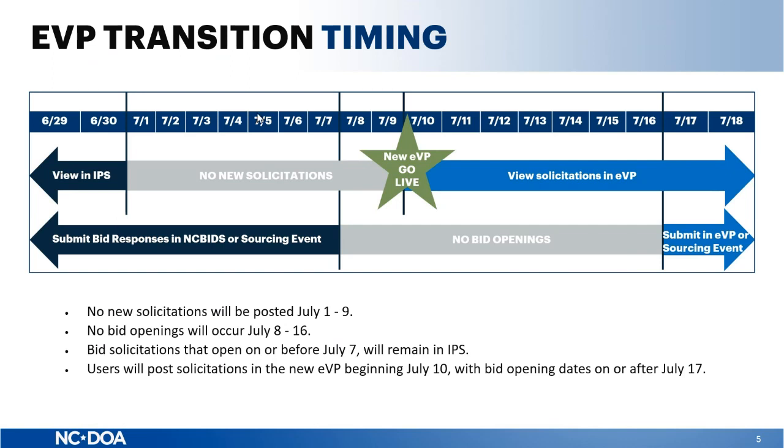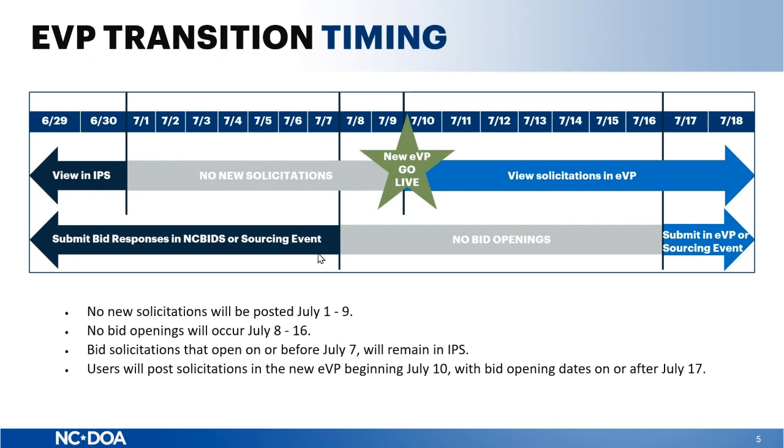And we are here, right? We are on July 6th, and we've been doing these webinars from, I think, June 20th or so was the first one. So this slide was more impactful at that point, but you are past the date where you can post anything new in IPS. So anything that you have out there was already posted. You cannot post a new solicitation until Monday. The new system goes live Monday. So you guys are really close. And at that point, you can post a new solicitation if you need to. So that's great.